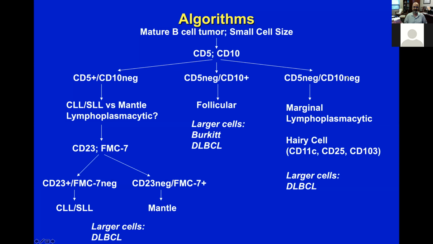You remember this from the introductory series, if you've watched it. There's a B-cell algorithm that takes you through CD5, CD10. What we're going to focus on is this end of the algorithm, CD5 positive B-cell lymphomas.